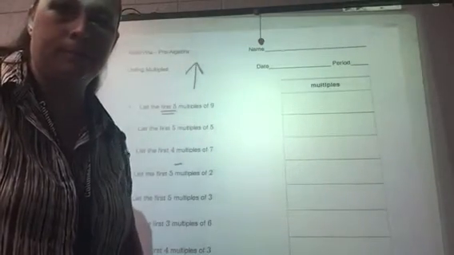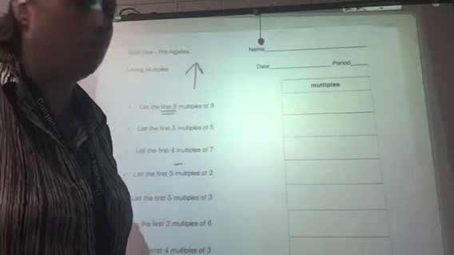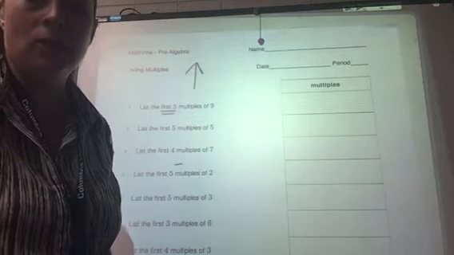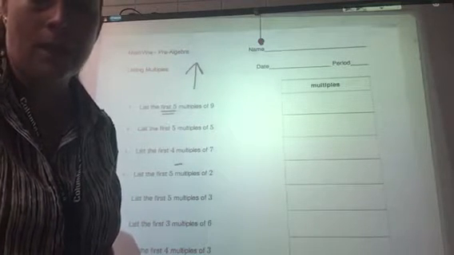All right, good morning. Today we're going to be talking about multiples and factors. If you didn't do well on the quiz or you need some additional help, now is the time to be able to do that.